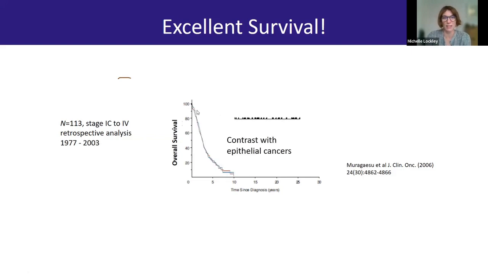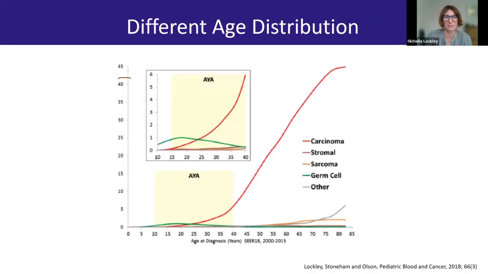If you contrast that with the cancer that Rowan's going to talk to you about later today, high-grade serous epithelial cancers, nearly everyone is dead within 10 years. Very few people survive 5 years. So it's a completely different type of cancer to treat. And I think this is one of the reasons why I quite like treating them, because they have different outcomes.